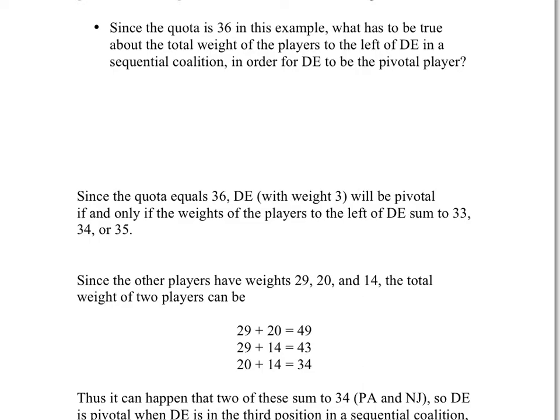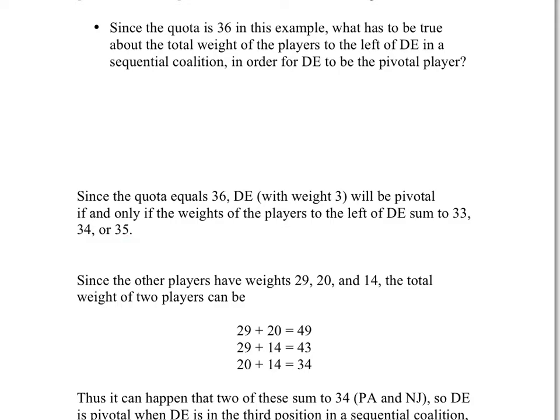That means that if the players to the left of Delaware have 33 votes so far, then Delaware's contributing 3 more will make the total 36. Right? That will make Delaware pivotal. Or if the preceding players have 34 votes, Delaware's 3 will give them the 36 or more that they need. And finally, if the previous players have 35 votes total, then Delaware's arrival will be pivotal. Delaware will give them the votes they need to reach 36.